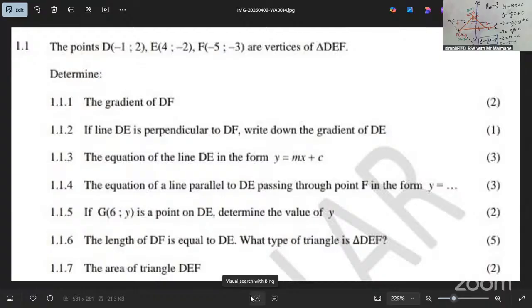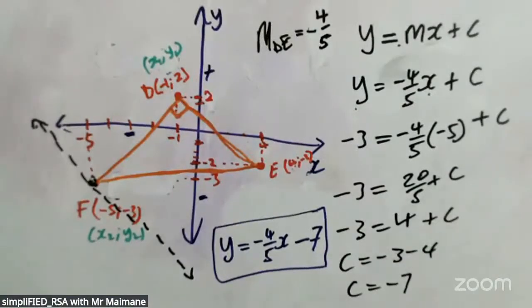if G is (6, y), and that G is a point on DE, determine the value of y, 2 marks. So G is a point somewhere around DE. Let me go back to our structure. We can put G anywhere, but we don't know where to put G. But we know that through this G, the x value of G is 6.